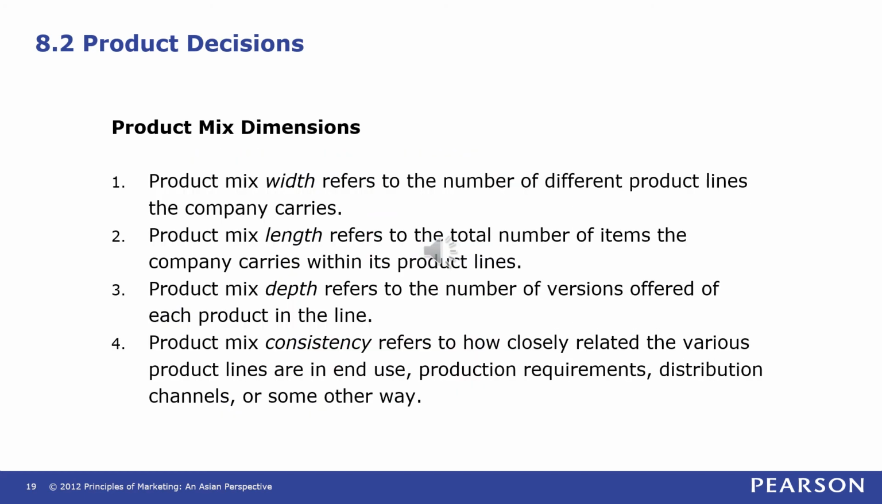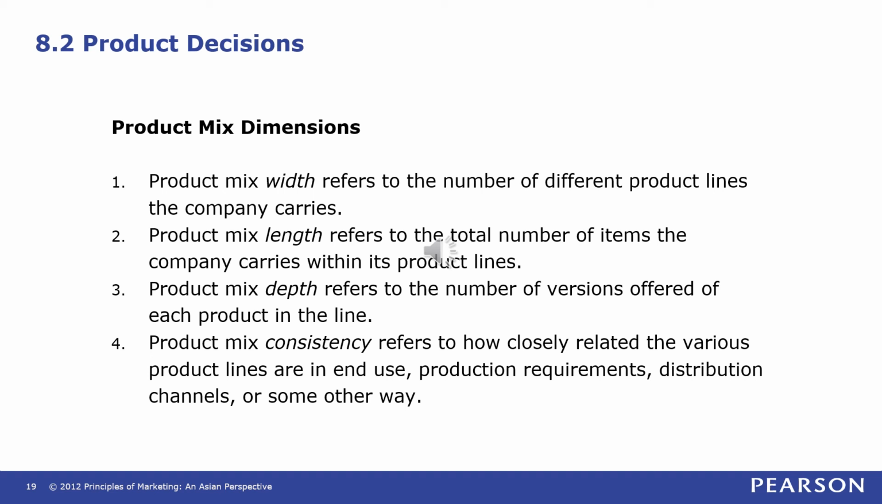So in the context of product mix decisions, a company's product mix has four important dimensions. The first one we call width, the second is length, the third is depth, and the fourth is consistency. Product mix width refers to the number of different product lines that the company carries.